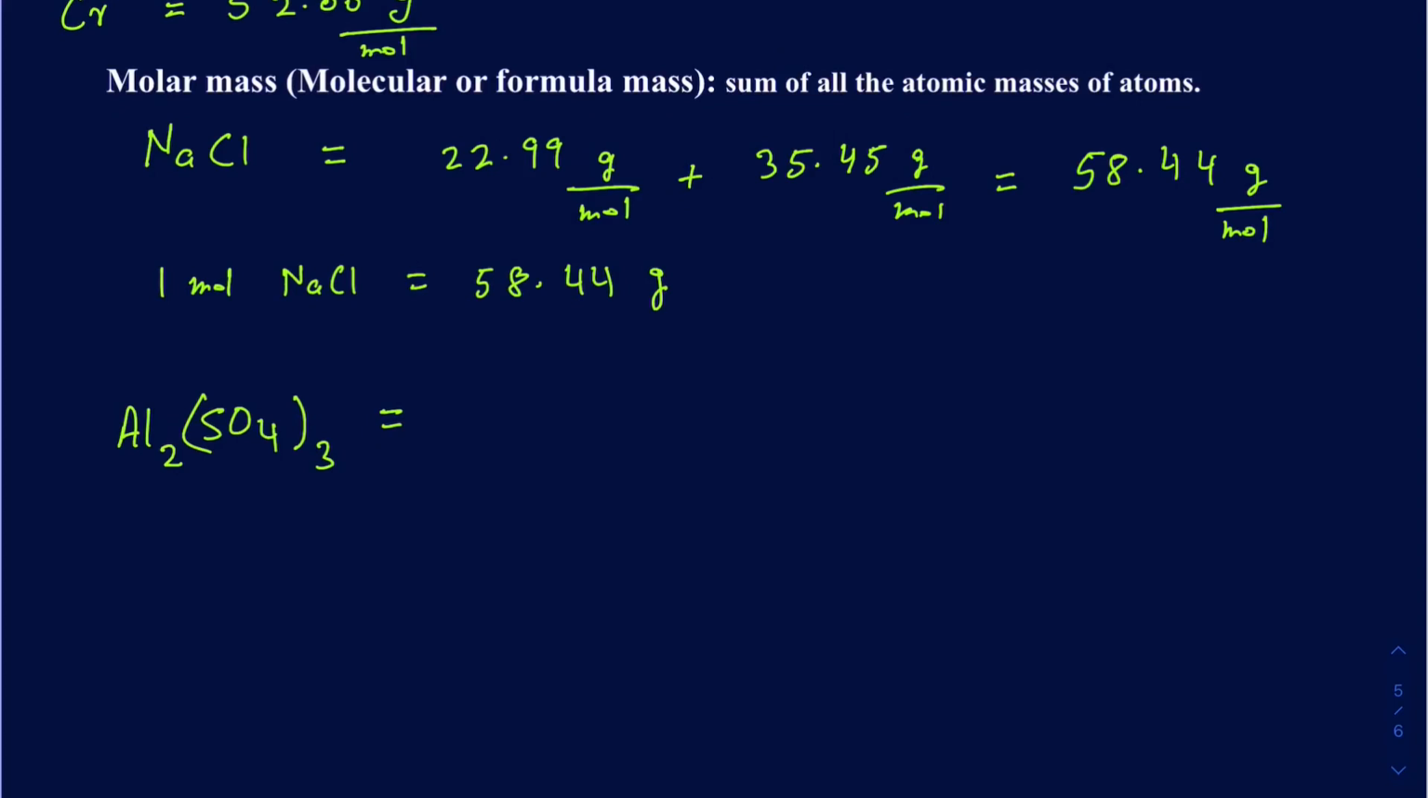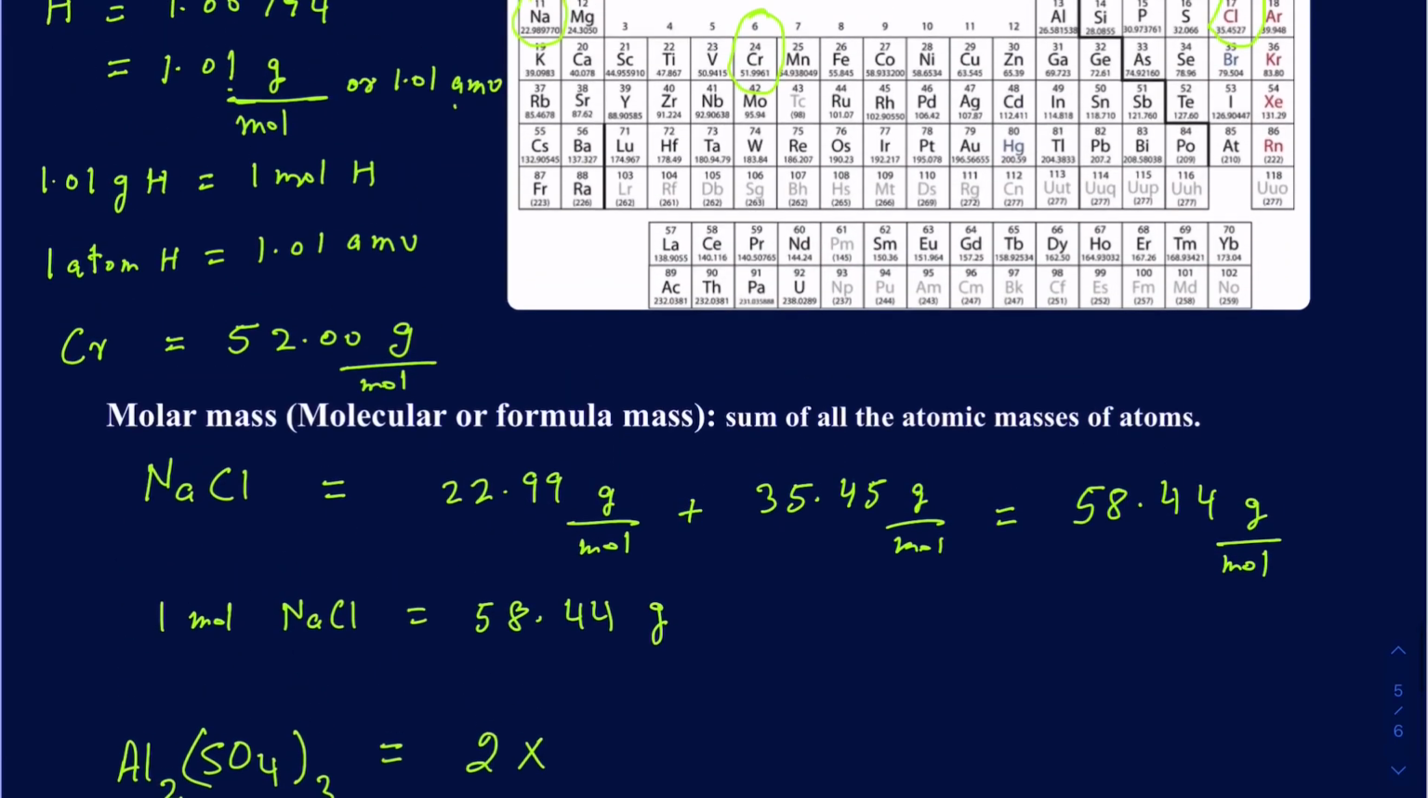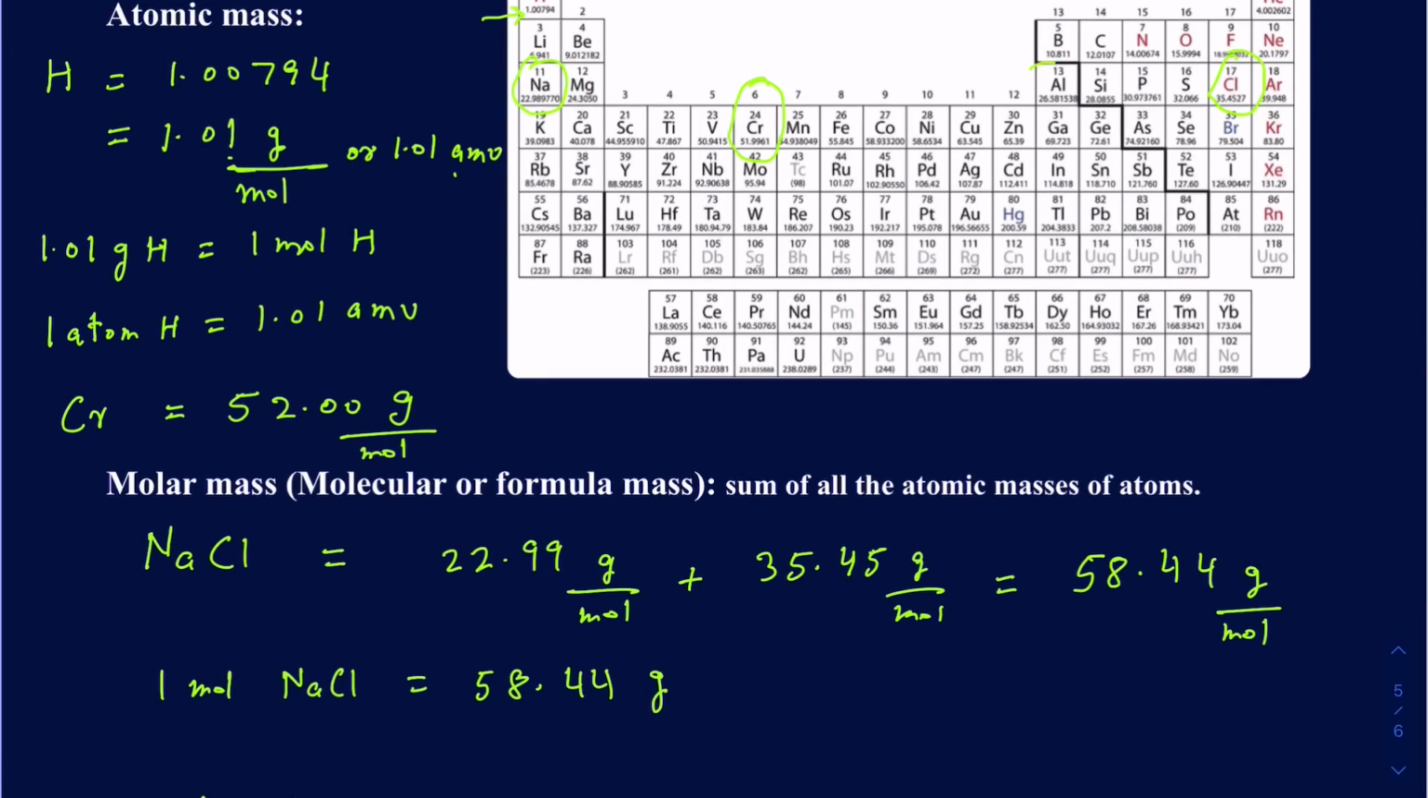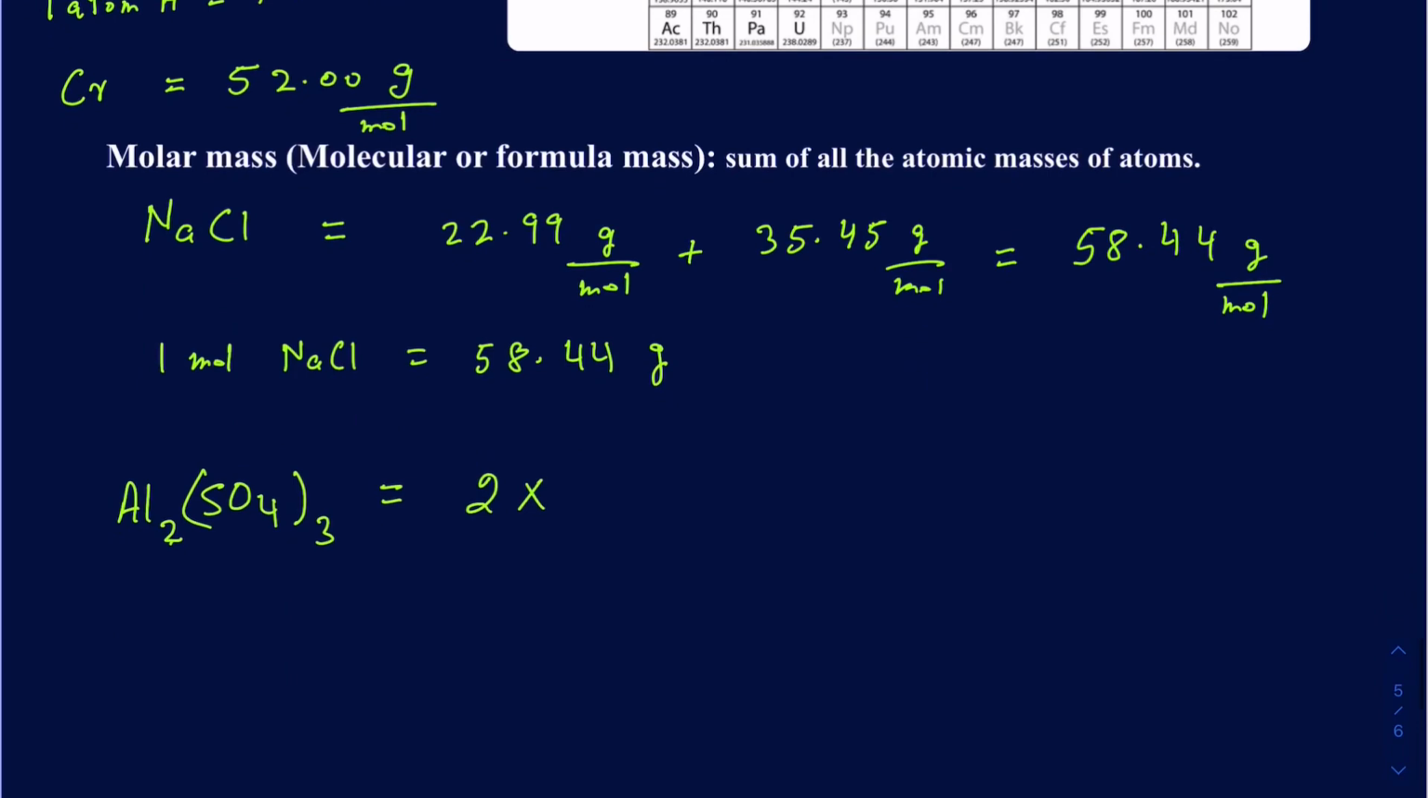So I have 2 aluminum, and keep in mind you have to keep track of the number of atoms in there as well. So 2 times the atomic mass of aluminum. If I go back and look up the atomic mass of aluminum, atomic number 13, it's going to be 26.98. Okay, so that's your aluminum.